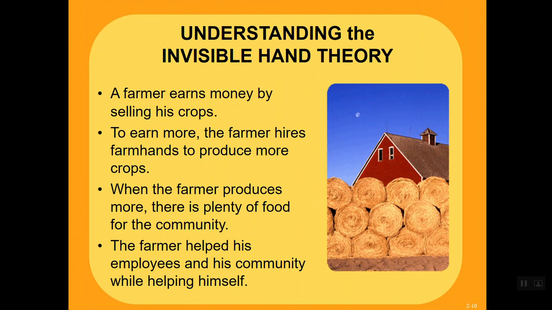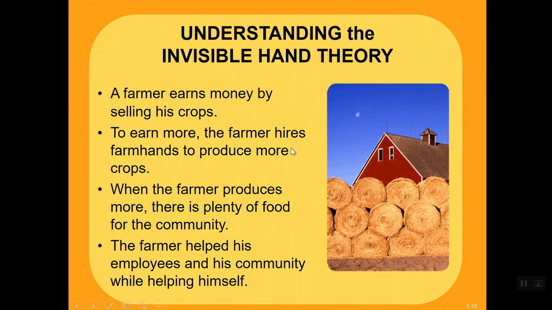So let's take a look at an example of how the invisible hand theory might work. Let's say a farmer earns money by selling his or her crops. To earn more, the farmer hires farm hands to produce crops. When the farmer produces more, there is plenty of food for the community. The farmer, as a result, helped his employees and helped his community while helping himself. So you see how that works.